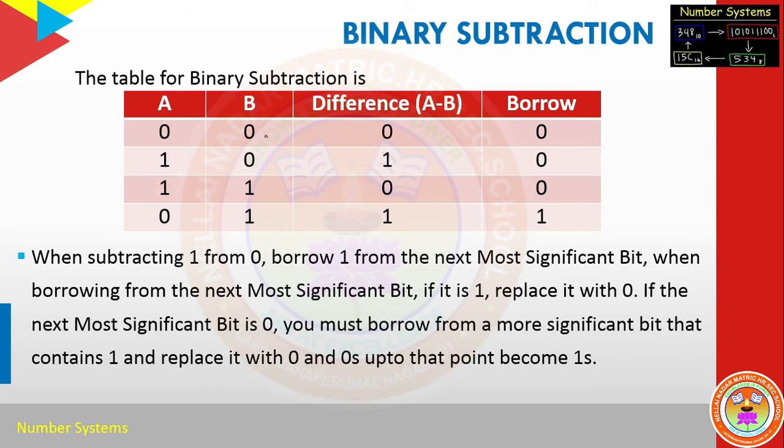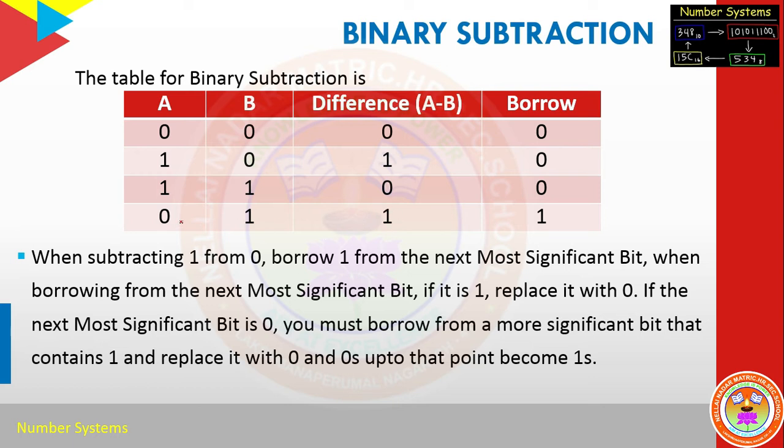So 0 minus 0, that is 0. 1 minus 0, that is 1. 1 minus 1, that is 0. This is the usual calculation up to these three. Then the last one, 0 minus 1, we can't do that. So you can borrow 1 from the nearest one. After borrowing, it should be converted into what? 10. 10 minus 1, the answer is 1. Don't forget, 10 minus 1, the answer is 1.